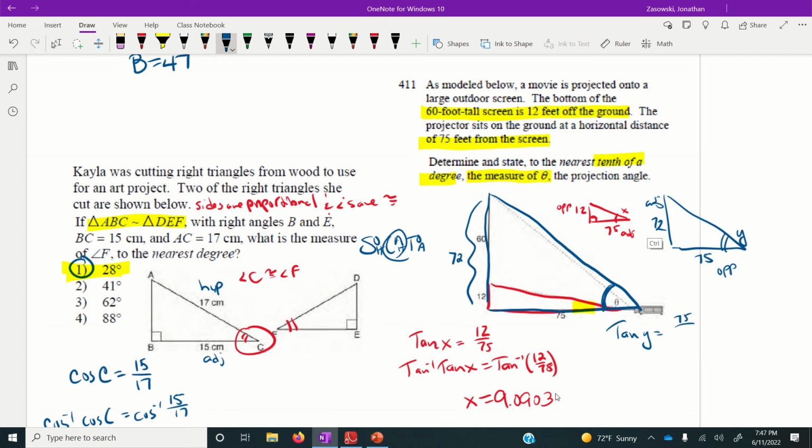Whoa, time out. Did you see what we did? We called this adjacent when this is supposed to be opposite, and we called this opposite when this is supposed to be adjacent. So it should be 72 over 75. And then once again, we're going to use the tangent inverse: tangent y, and the tangent inverse of 72 over 75 is going to give us our angle measure.